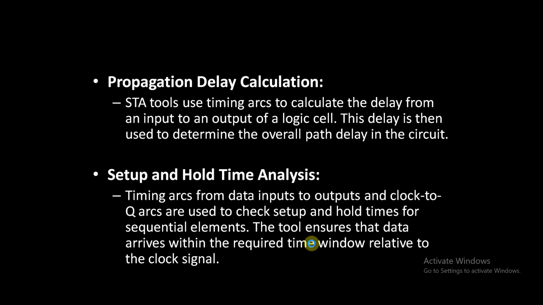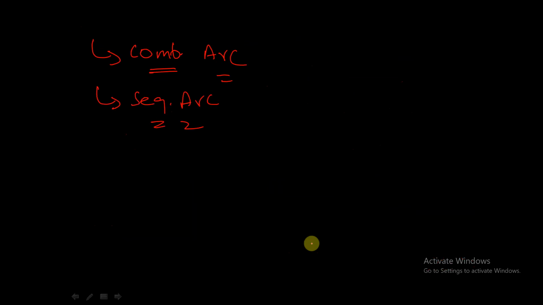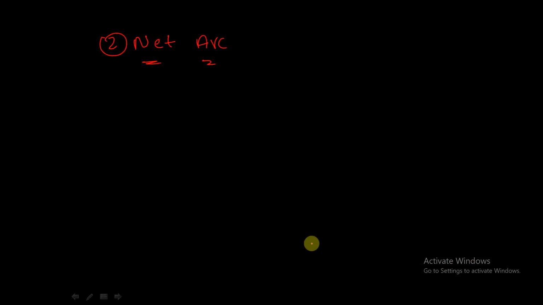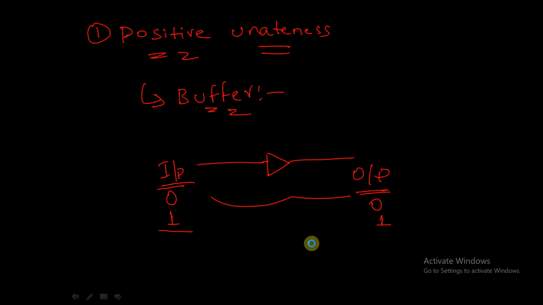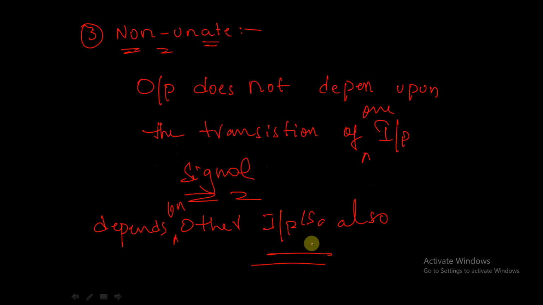So in this session we have started with timing arcs, cell arc, net arc, and we have also discussed unateness: positive unateness, negative unateness, and non-unate.